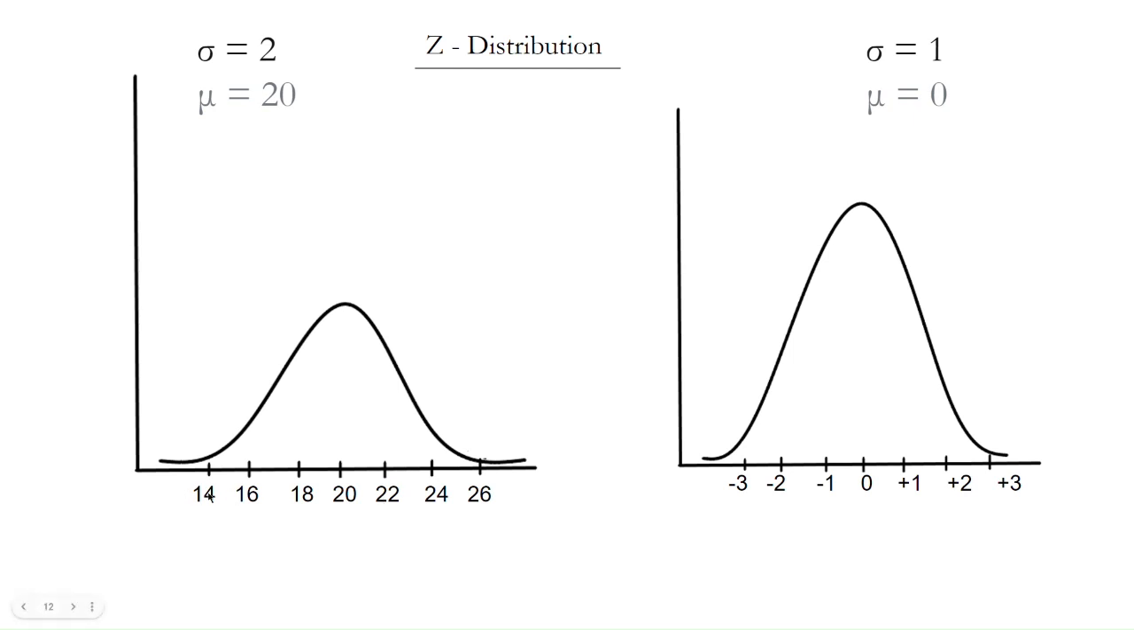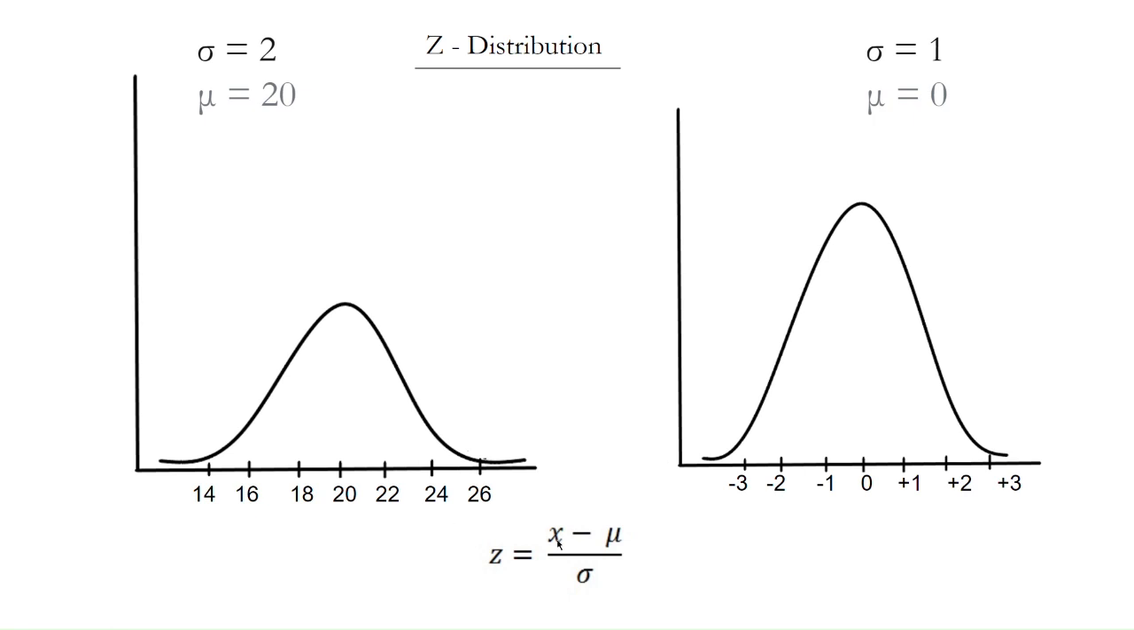Let's say that these are the results of a student test. 20 is the average, 26 is the best mark, and 14 is the worst mark. Let's say that you got 22 marks. If you tell somebody that you got 22 marks, they would not know if it's good or not. But using this formula, you can convert this 22 into a z value.